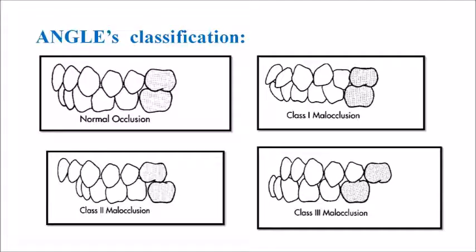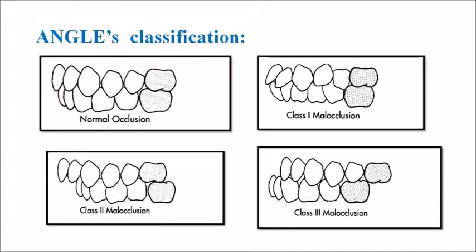Now coming to class 2 molar relationship. Class 2 is when the lower molar is distally positioned relative to the upper molar. For this, the line of occlusion is not specified. It is the molar relationship which is deviated in class 2. The lower molar is distally positioned relative to the upper molar. Now class 3 is when the lower molar is mesially positioned relative to the upper molar. So Angle's classification of occlusion has 4 classes: normal occlusion and then 3 categories of malocclusion, class 1, class 2 and class 3.